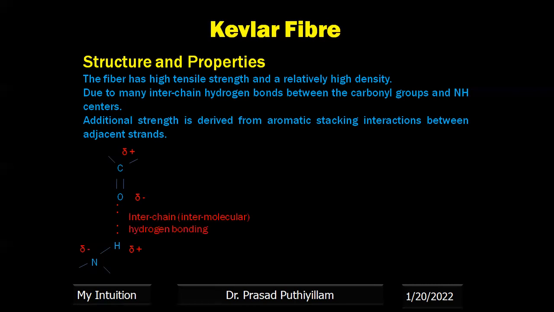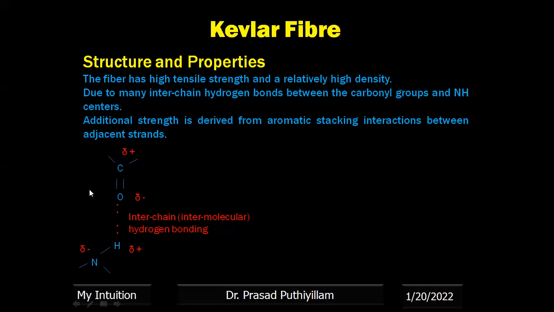Now here it is between two chains or two molecules. So it is intermolecular, and since it is between polymer chains, you can call it interchain hydrogen bonding. Due to many such interchain hydrogen bonds between the carbonyl groups and NH centers, it gives better strength. Therefore, they will come closer to each other. They will contribute towards its strength.